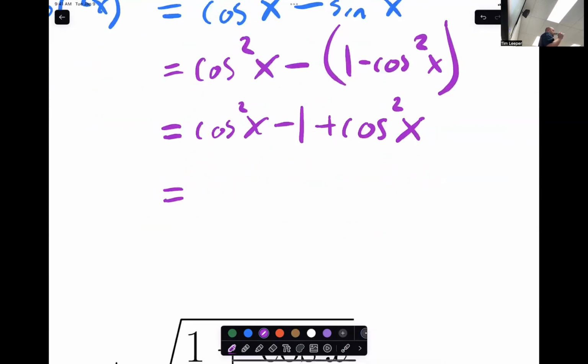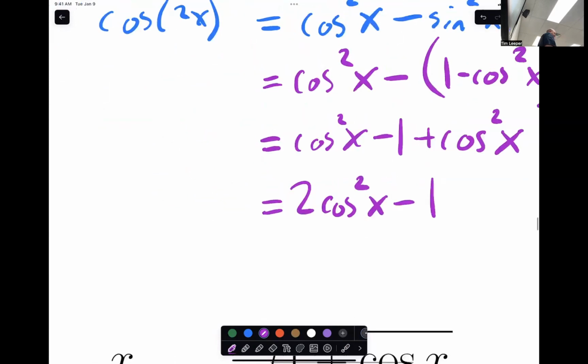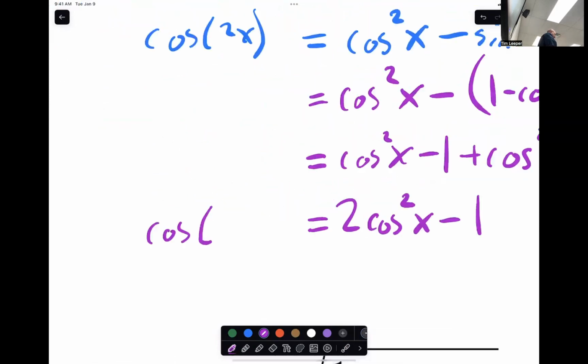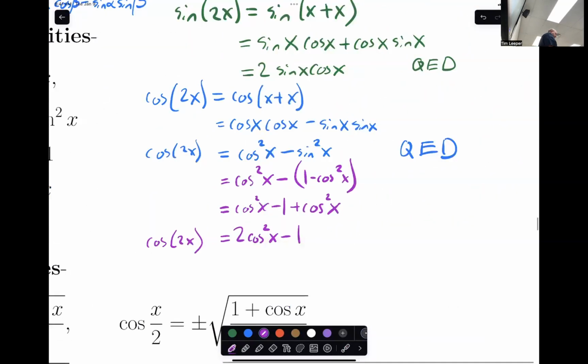So notice that we have a cosine squared plus another cosine squared. That's going to give me 2 cosine squared of x minus 1. That is also the cosine of 2x. That's another one.